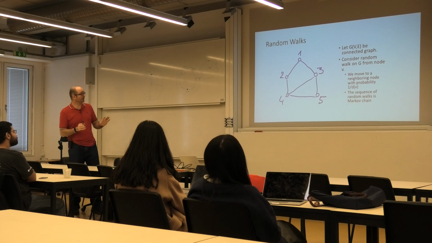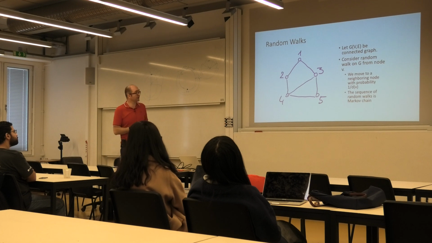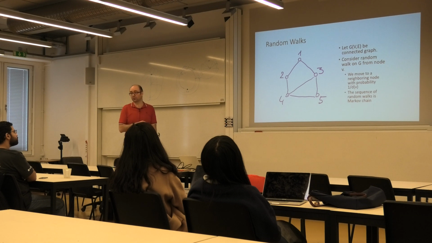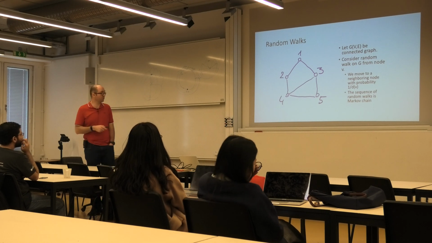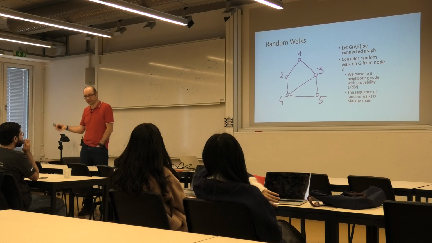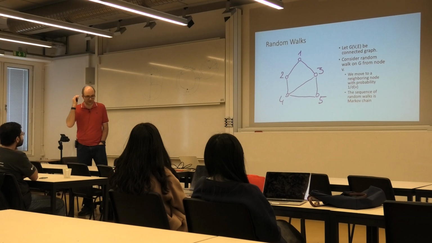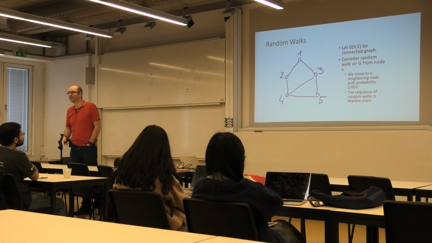So let's start with something easy. Basically, a random walk is nothing else than that you start from a specific node and then you go to any of the neighbors with equal probability, depending on how many neighbors you have. So we move to a neighboring node with probability 1 over d of v, where d of v is the degree of the node v. Okay, so it's very easy. And basically this sequence we call a Markov chain. Whenever you hear the word Markov, it does not depend on the history, it just depends on where you are at the moment.